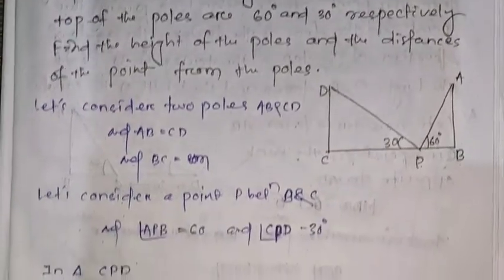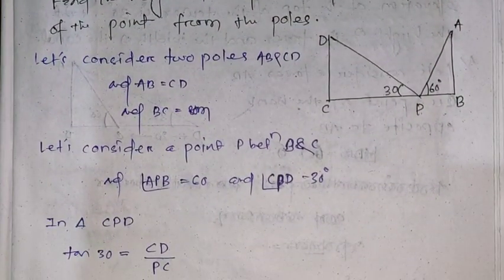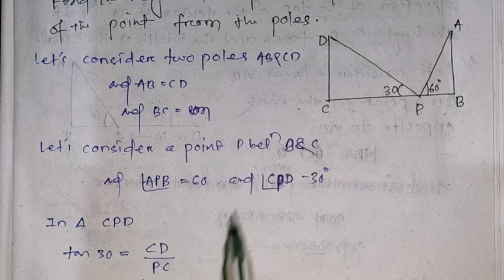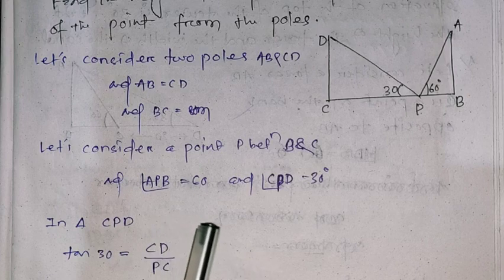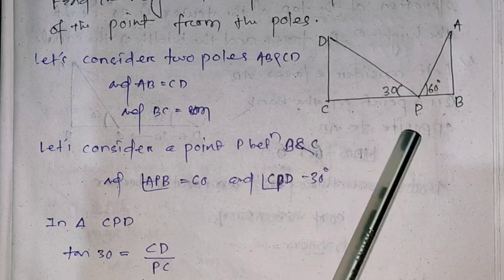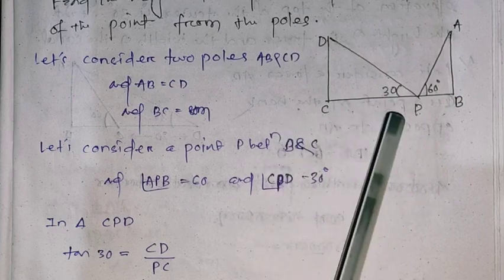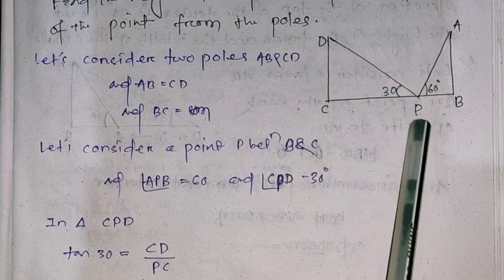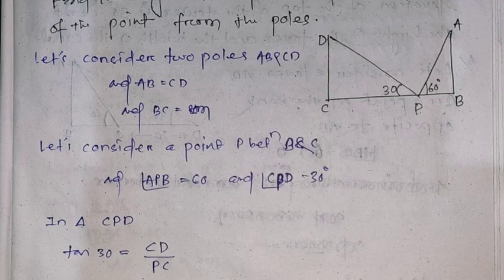So I have written here what is given. Let us consider two poles AB and CD. AB is equal to CD and BC is given 50 meter. Let us consider a point P between these two, that is between B and C. Given that angle APB is 60 degree and angle CPD is 30 degree.